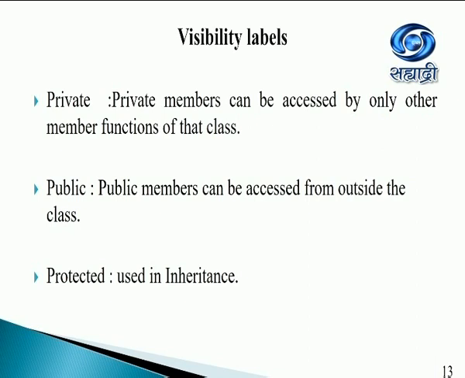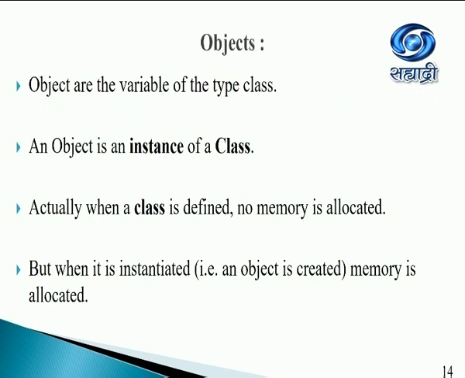Protected variables are used in inheritance. We'll talk about them in detail when we talk about inheritance. Object. As I said, objects are the real life version of a class. Now, when we say classes are user-defined data types, objects are variables of that particular class. We can also say objects are instances of a class.